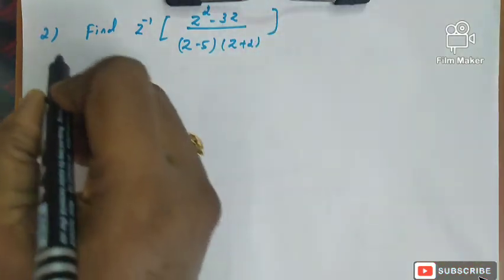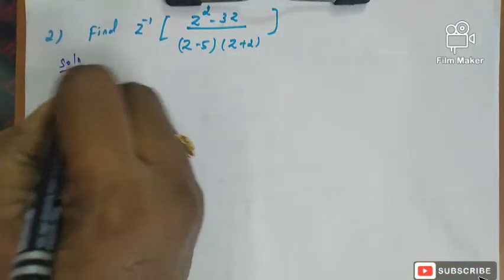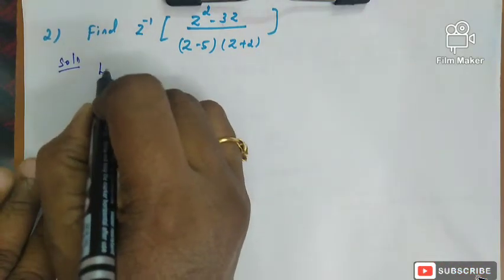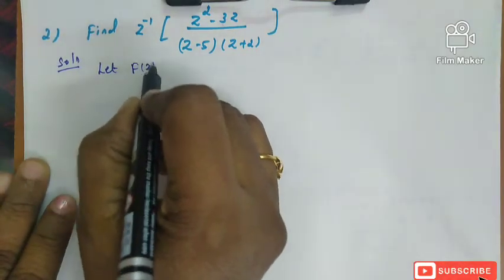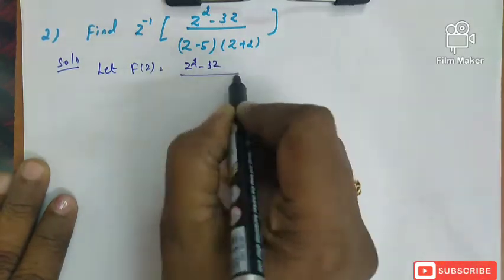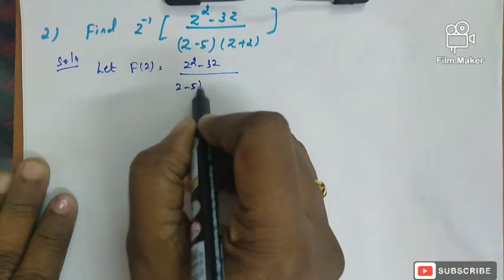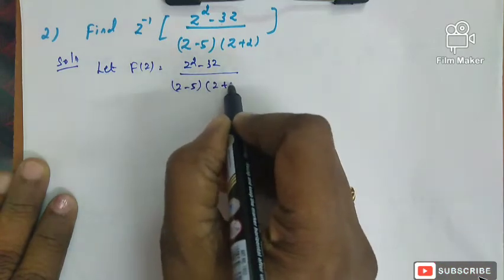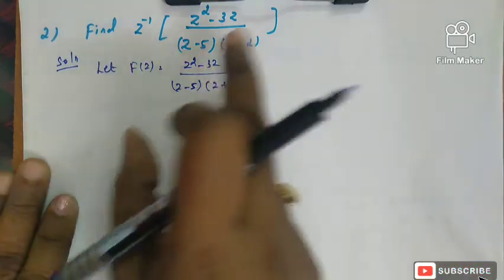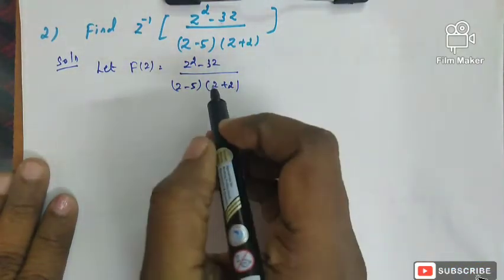As I told you already, first we will consider whatever is given in the bracket of z inverse. We will take it as f of z. Let f of z equal z square minus 3z divided by (z minus 5) into (z plus 2). It doesn't mean that you have to take it as f of z; straight away you can consider the term. Like that also we can do this.